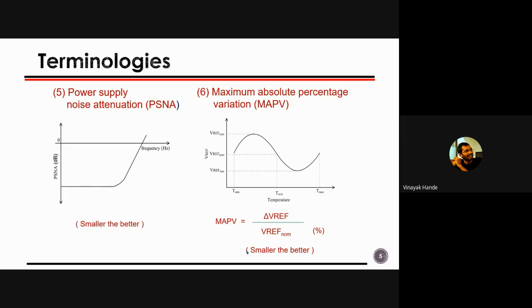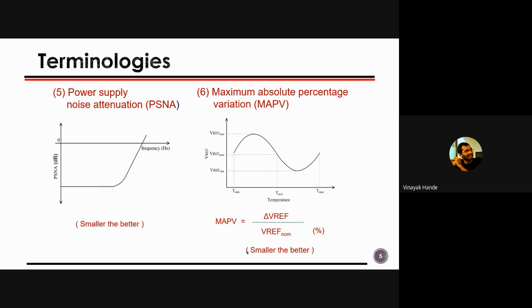MAPV we generally won't use in this presentation. I just put that term because if you come across some data sheets and it mentions the MAPV, you can directly relate that it is the TC, that is temperature coefficient, right?